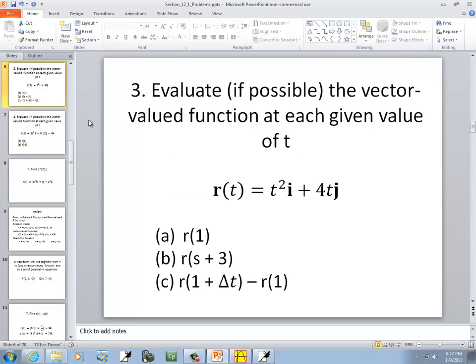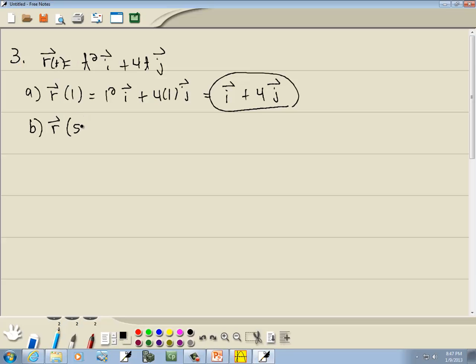Next one is s plus 3. So we're going to plug in the s plus 3 everywhere we have a t. So we have s plus 3 squared i. And this one will be 4 times s plus 3 j.